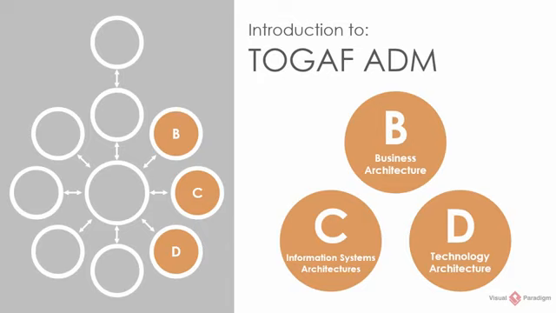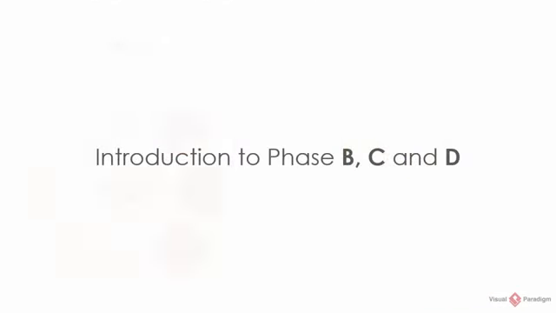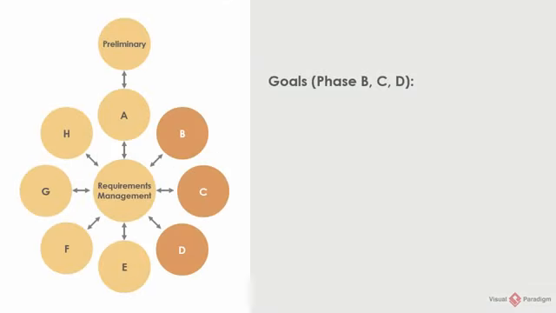Instead of introducing Phase B, C, and D separately, we put them together because the three phases do share similar goals, objectives, approaches, and steps, but each phase focuses on a specific architecture domain. We say the main goal of the three phases is to get the architecture right. As said, each phase focuses on a specific architecture domain.